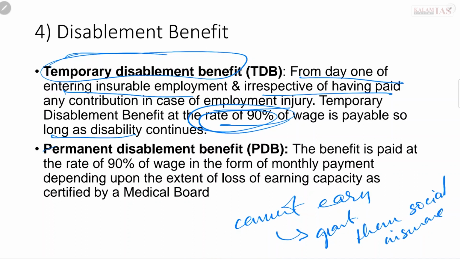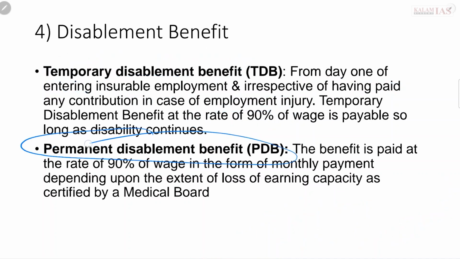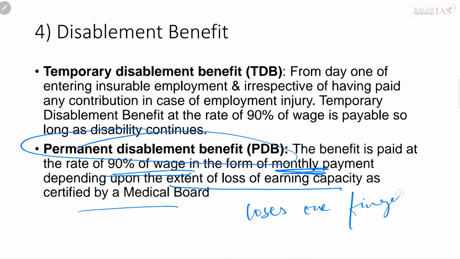The next is permanent disablement benefit. The permanent disablement benefit is paid at the rate of 90% of wage in the form of monthly payment, depending upon the extent of loss of earning capacity as certified by the medical board. So if someone loses one finger versus loses one hand, they will be paid according to the extent of the injury through a monthly payment. Okay.